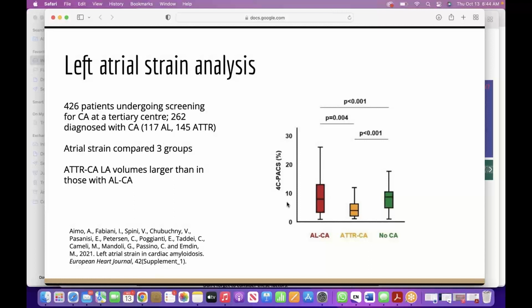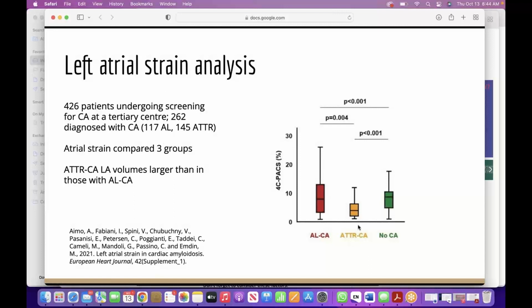So in this study of 426 patients, 262 in a consecutive series of screening at a tertiary center were diagnosed with cardiac amyloid. 117 had AL, 145 had transthyretin, and the rest had either normal or hypertensive heart disease. And atrial strain was compared between the 3 groups.